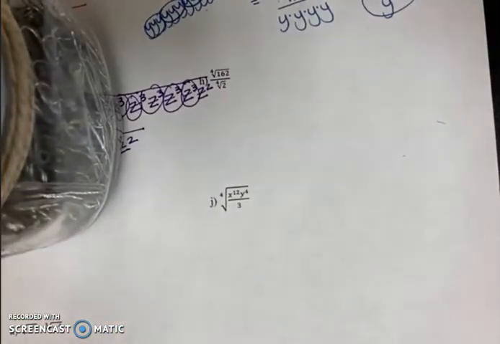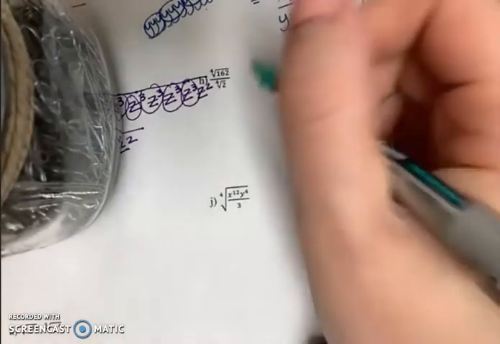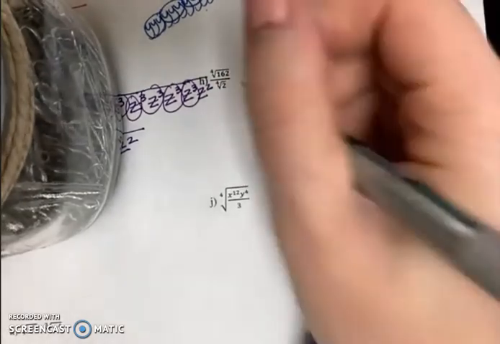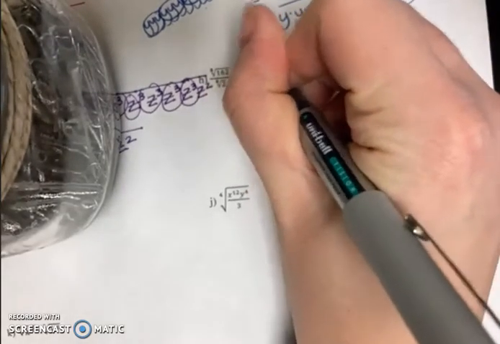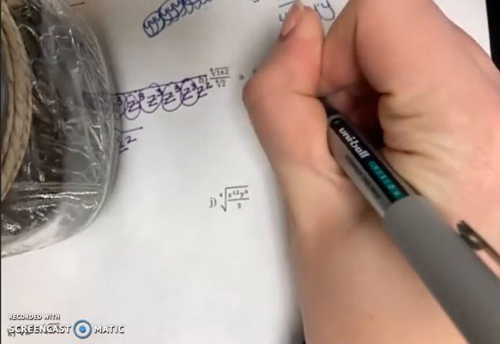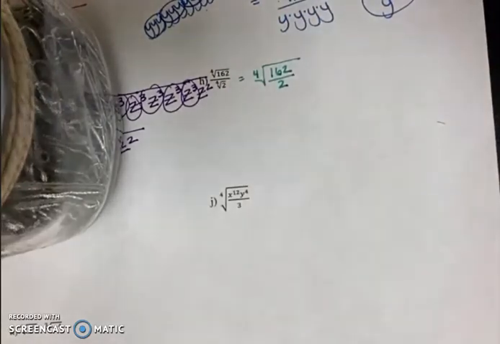For H, we have the fourth root of 162 over the fourth root of 2. Quotient property says if they're broken apart, we could put it back together. So I am going to try that, and I'm going to show you why, because I noticed something when I looked at this problem.